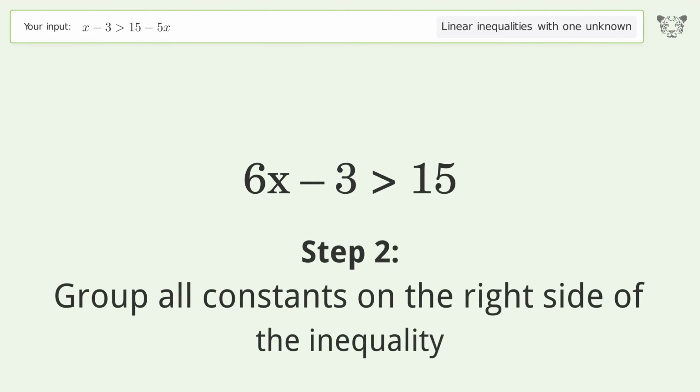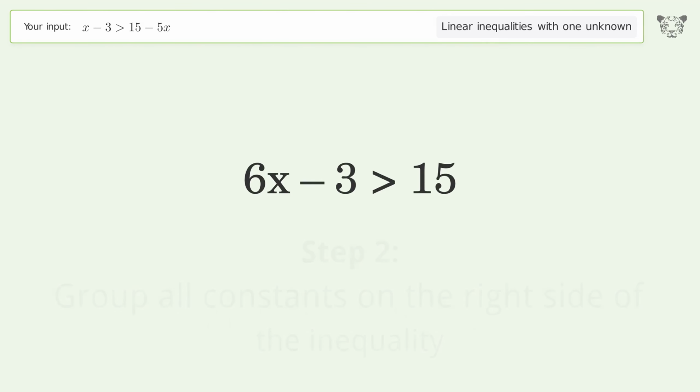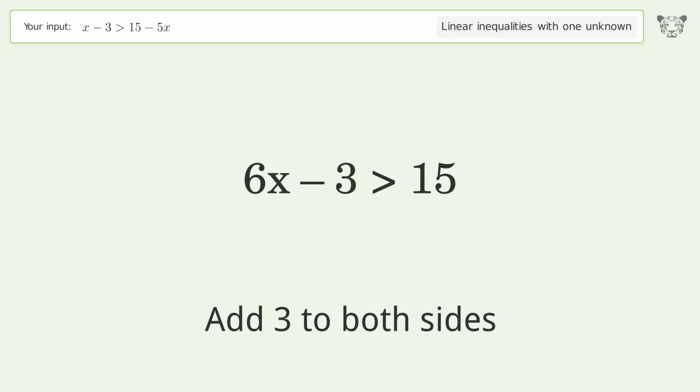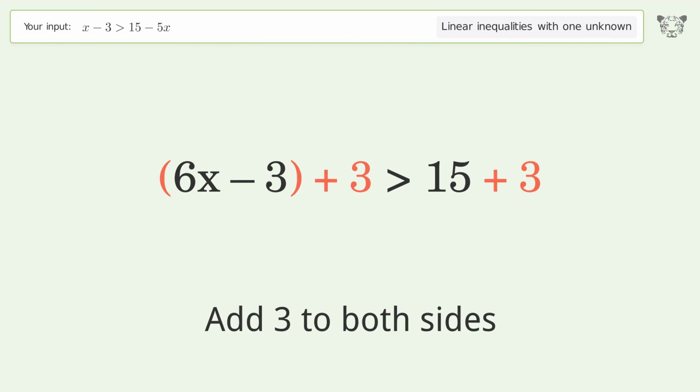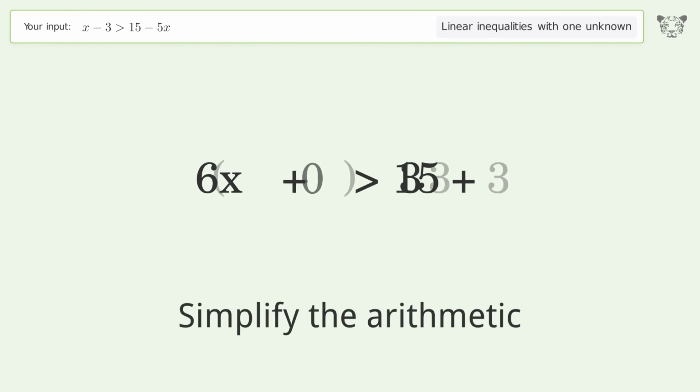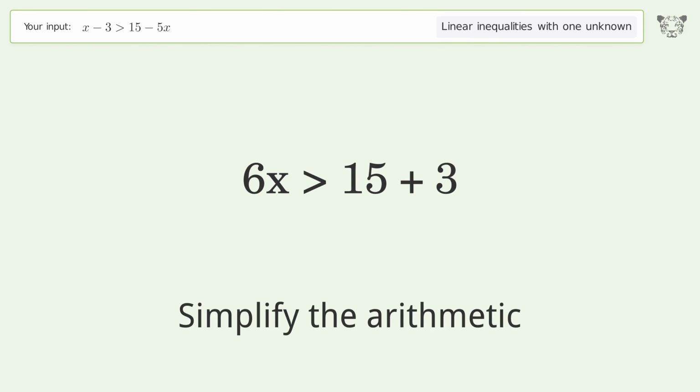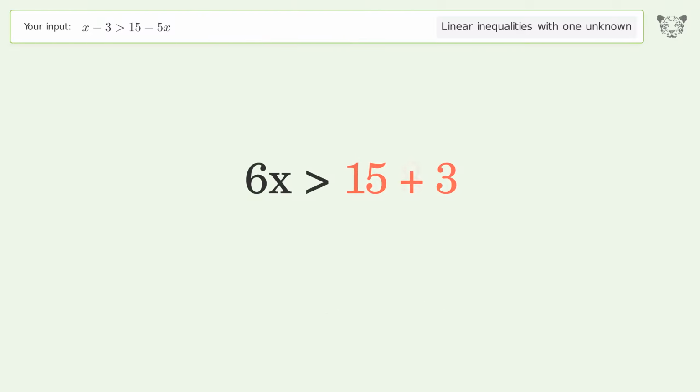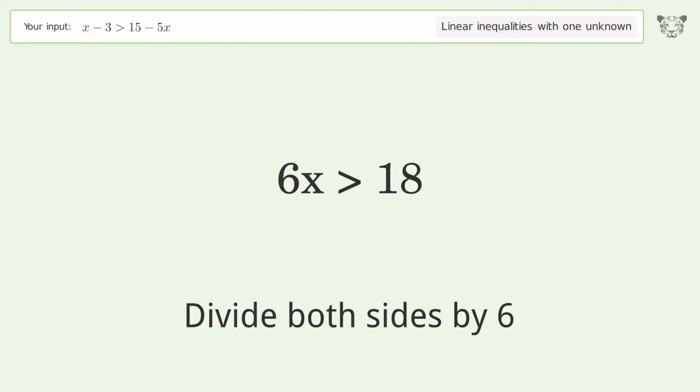Group all constants on the right side of the inequality. Add 3 to both sides. Simplify the arithmetic. Isolate the x. Divide both sides by 6.